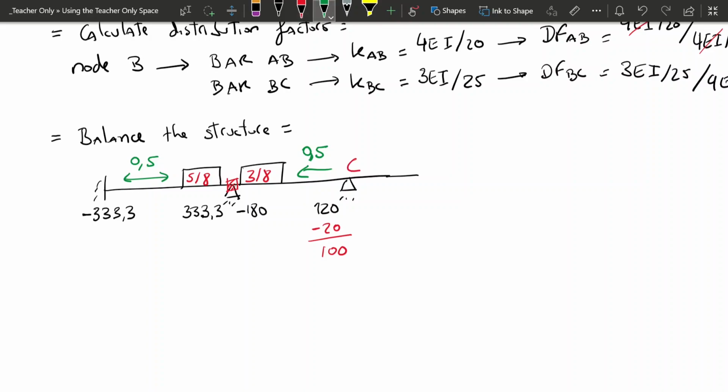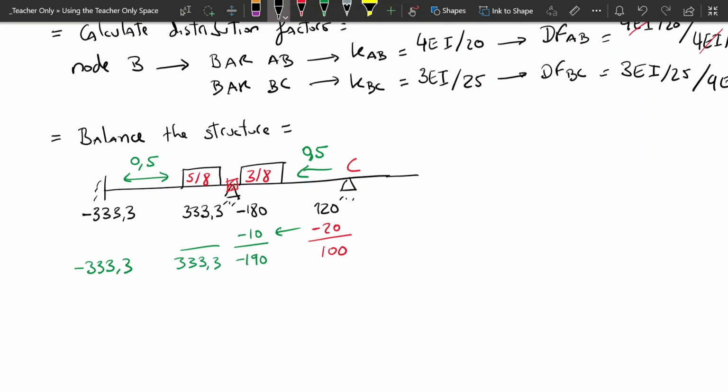Then we continue as usual. If we apply minus 20, we need to transfer half, so minus 10. Then we can add and get our minus 190. That will need to be compared in the next iteration with this 333.3. Since we only have one indeterminate node, unlike the last example, we have to do this just once. So we have 333.3 minus 190, and the difference is 143.3.